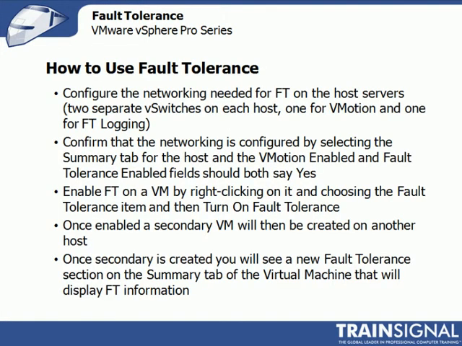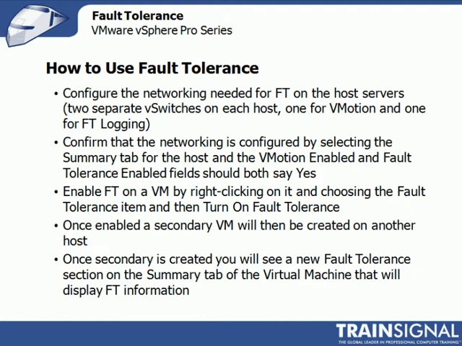Let's now cover how to use the fault tolerance feature. Implementing fault tolerance is fairly simple and straightforward once you meet the requirements for using it. The first step is configuring the networking needed for fault tolerance on the host servers. You must configure 2 separate vSwitches on each host, one for vMotion and one for FT logging. It is possible to put the VMkernel and FT logging on the same vSwitch, but it is not recommended. Each vSwitch must have at least one 1 gigabit NIC, but at least 2 are recommended for redundancy.